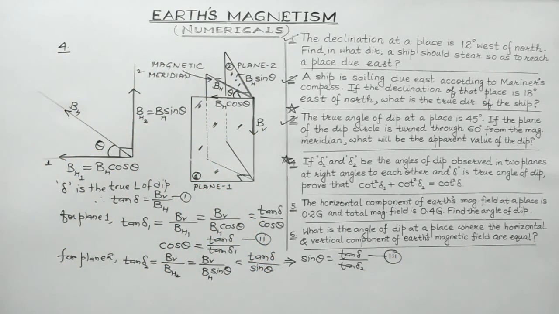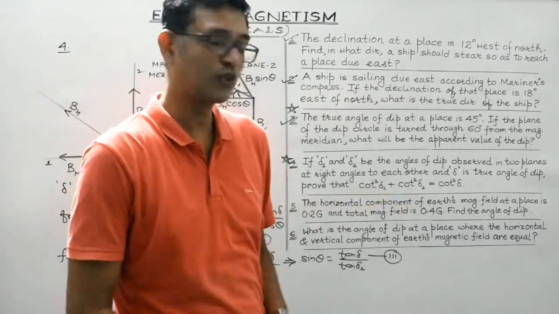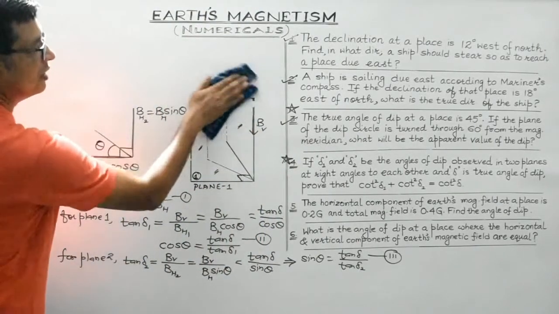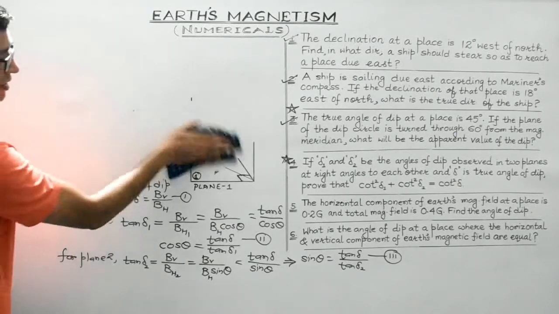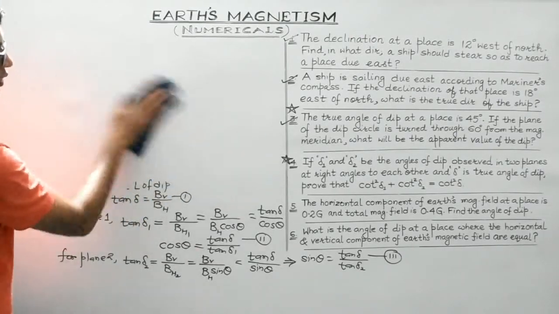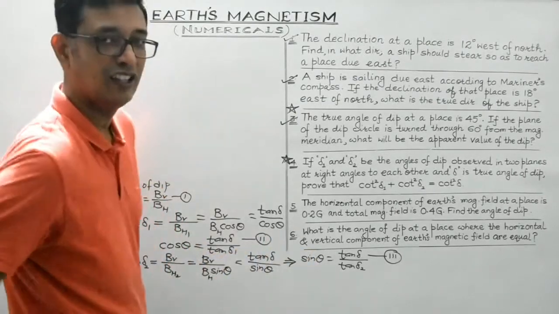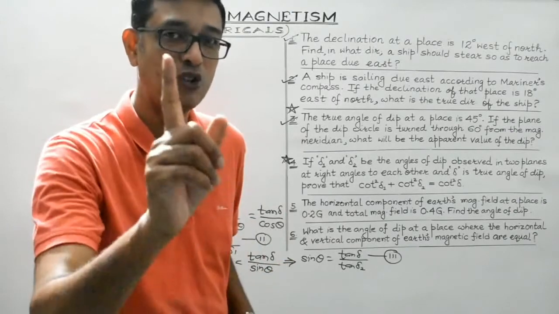So students, we are supposed to prove this expression: cot square δ1 plus cot square δ2 is equal to cot square δ. Now what we are supposed to do is simply squaring and adding the second and third. I think we should get the result. Here it's cos theta, here it's sin theta. So the left hand side would be cos square theta plus sin square theta, that would be equal to 1, isn't it?